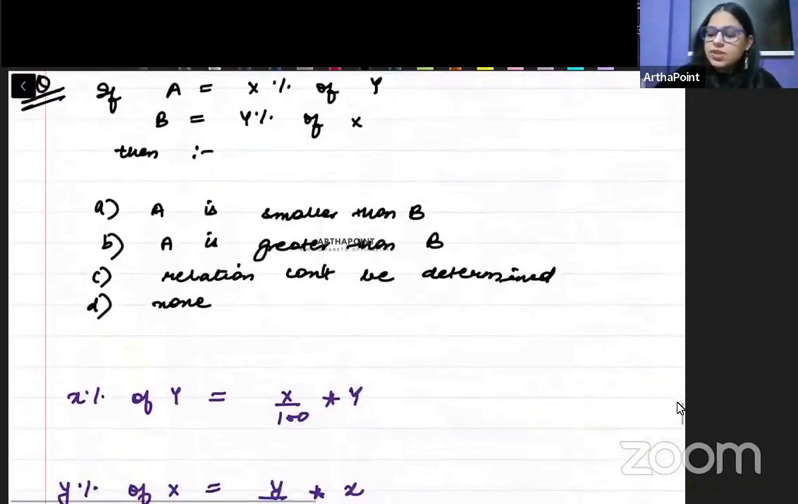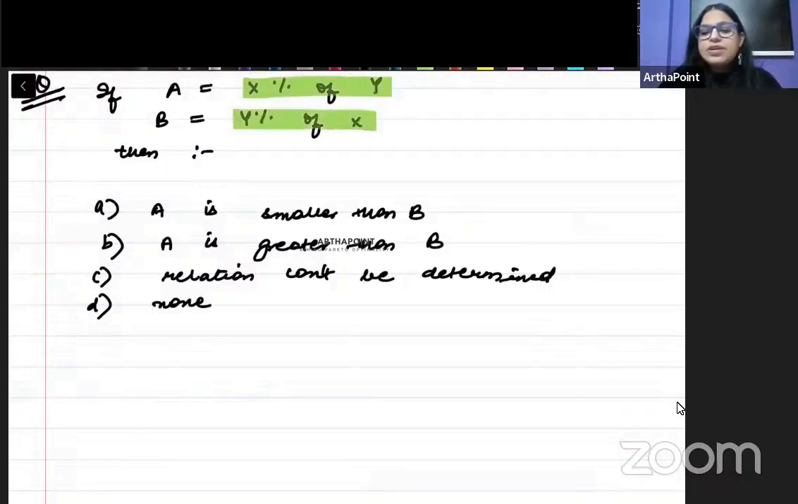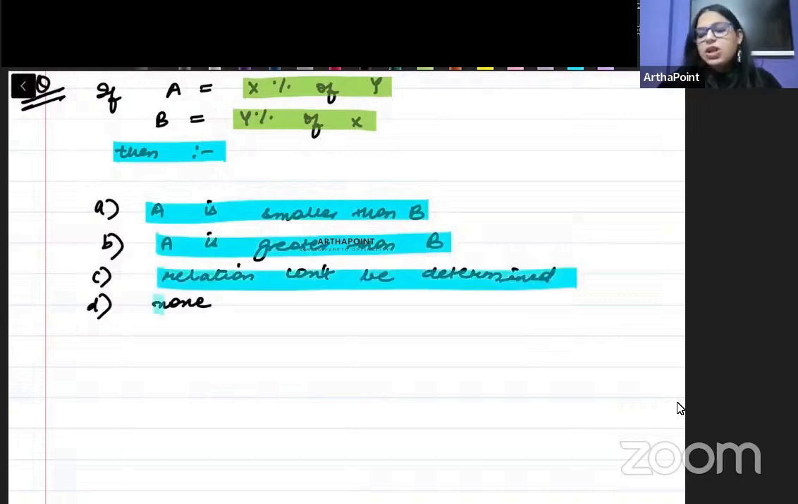Read the next question, beta. It says, let A be defined as x% of y. Let B be defined as y% of x. Then, which of the following statement is true? A is smaller than B. A is greater than B. There is no relation between A and B, and none of the above.